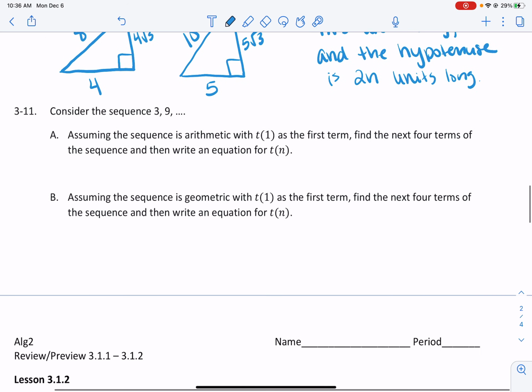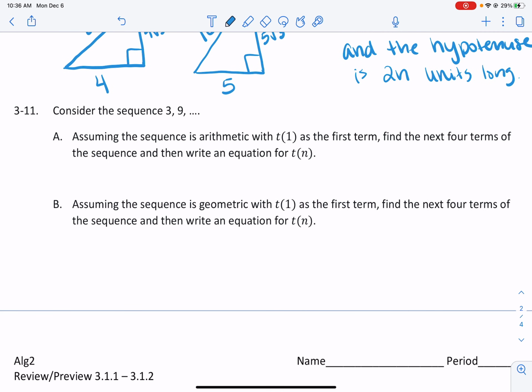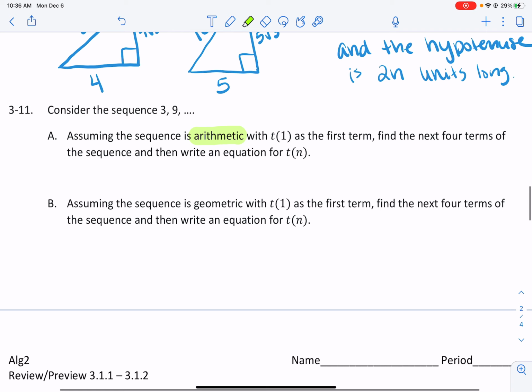Okay, almost done here. We just got this last question, 3-11. So it looks like we're going to be thinking back to some of our sequences. It says consider the sequence 3, 9. Assume the sequence is arithmetic, with t of 1 as the first term. Find the next 4 terms in the sequence and then write the equation.